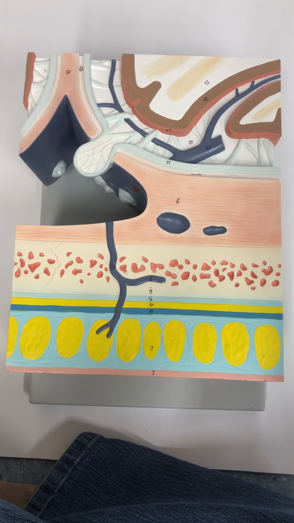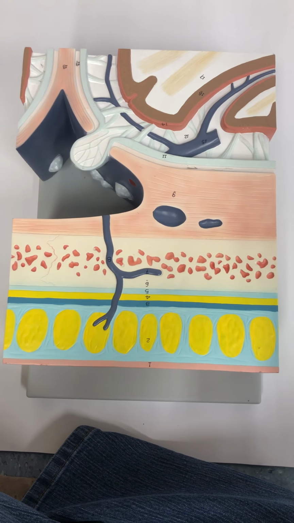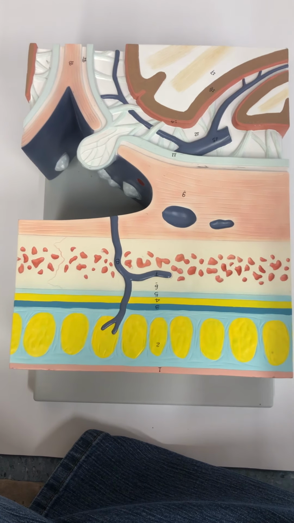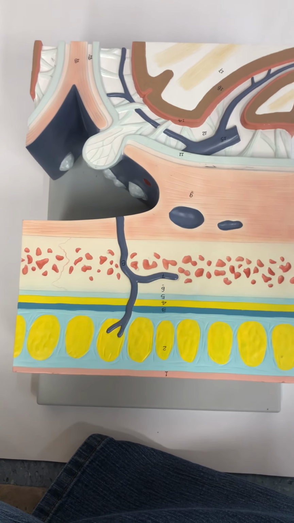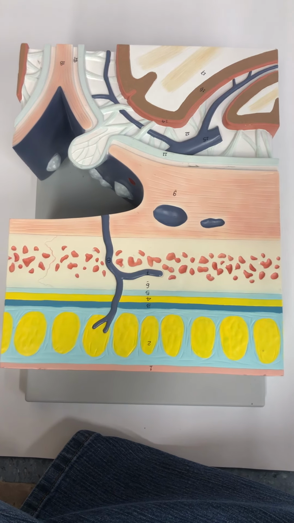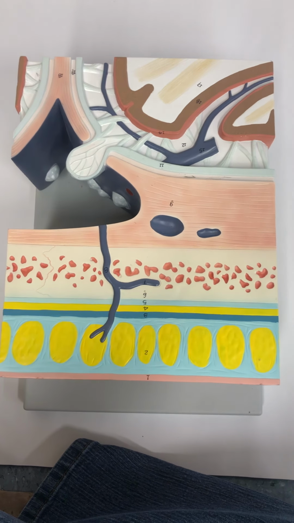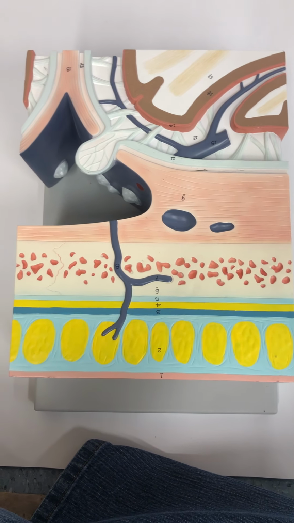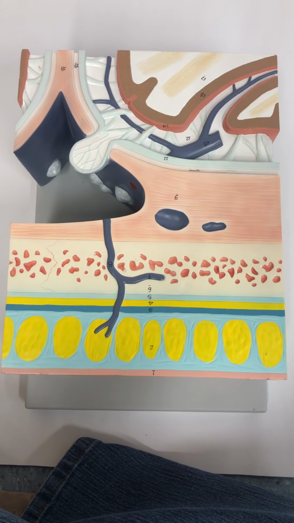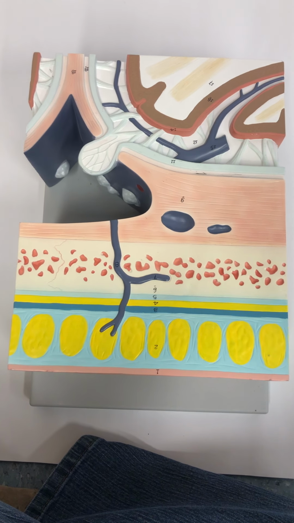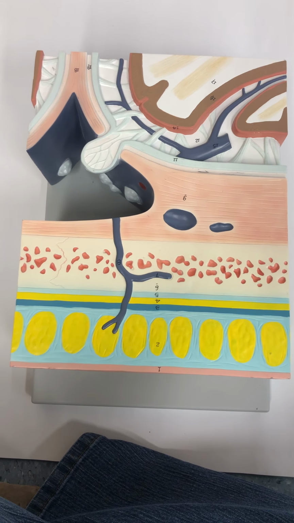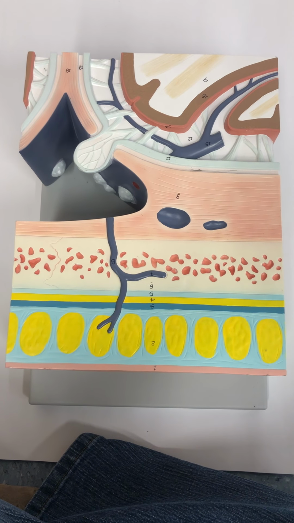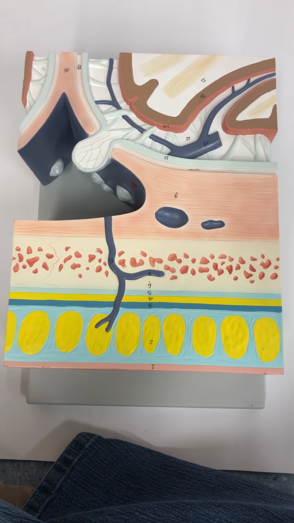Let's break down the meningeal layers that are surrounding the brain. Now we're going to talk specifically about the brain right now, but keep in mind that the same meningeal layers that we find in the brain, we're going to find in the spinal cord as well. So this model is a really zoomed in version of a glimpse into the meningeal layers.